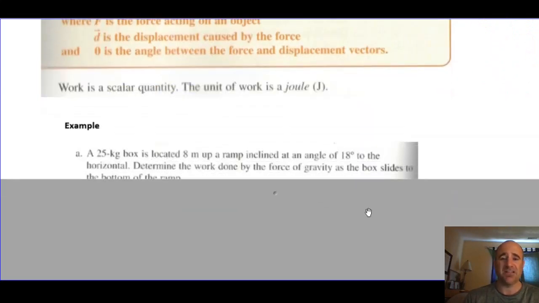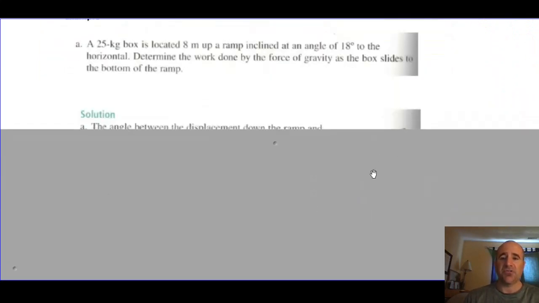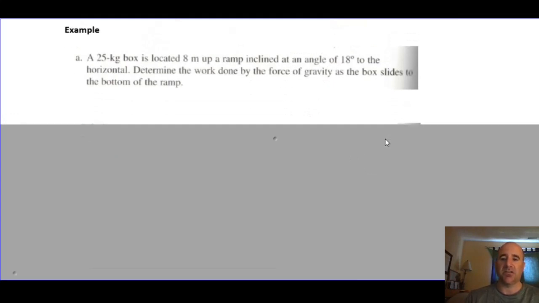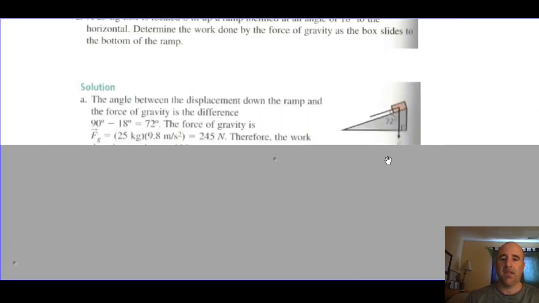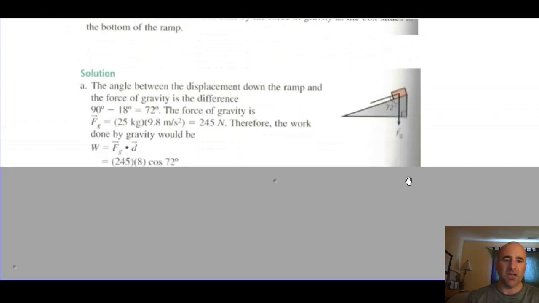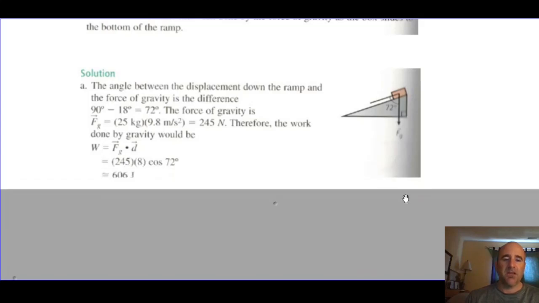Let's look at just an example very quickly. So suppose a 25 kilogram box is located 8 meters up a ramp inclined at an angle of 18 degrees. Determine the work done by the force of gravity as the box slides to the bottom of the ramp. Okay, well, here's the picture. This is 18 degrees right here. This must be 72. There are two vectors. Sorry if it's a little blurry. The first vector is the force of gravity, which is our force, and the second vector is the displacement, okay, which slides down the ramp.